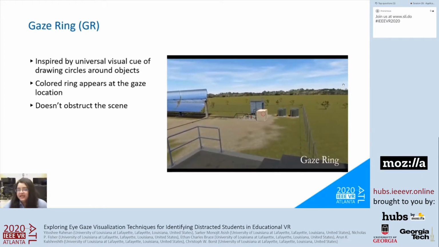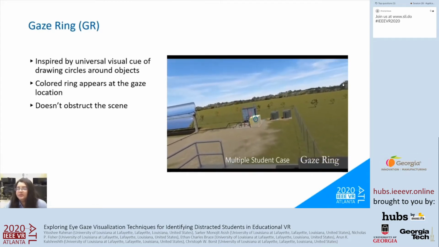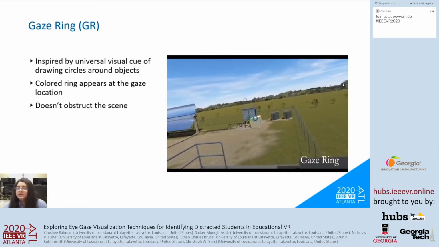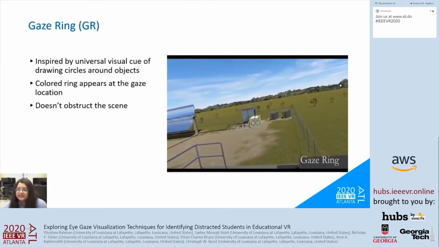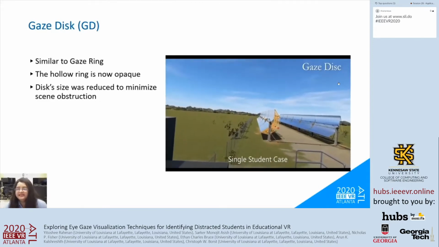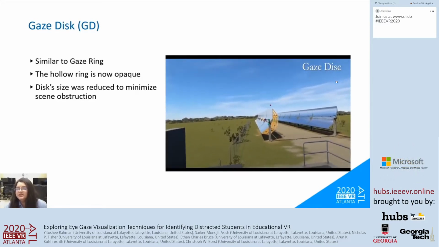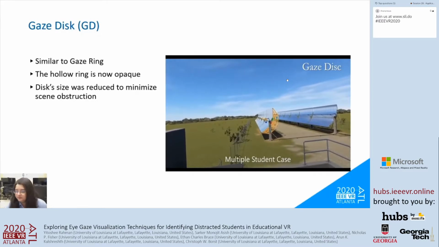This technique was inspired by the idea that many people draw circles around objects they want to draw attention to. In this technique, colored rings appear at the gaze location. The good thing about this technique is that they don't obstruct the view of the scene. In these videos, you can see both single student and multiple student cases. The second technique, gaze disc, is similar to gaze ring. The hollow ring is now opaque in this technique. The size of the disc is reduced to minimize scene obstruction.